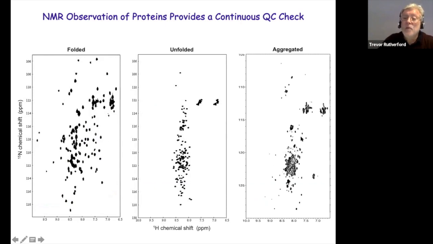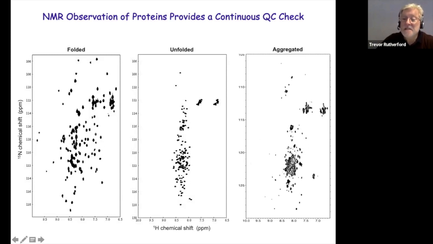And we also have a characteristic appearance of a spectrum for an aggregated protein. This is extremely useful when we're doing NMR assays because we can continuously check a quick HSQC on a sample and look to see if it's changed since we first put it in.